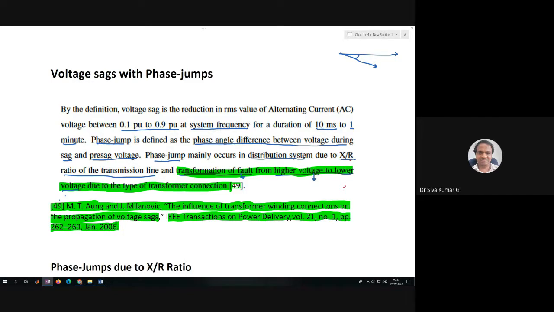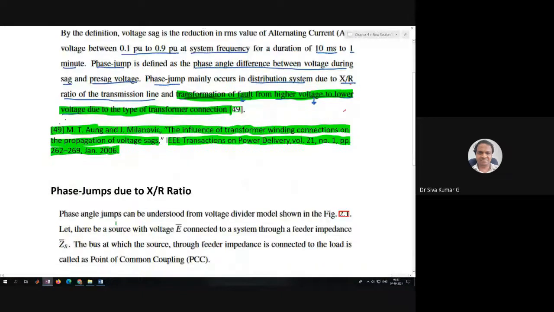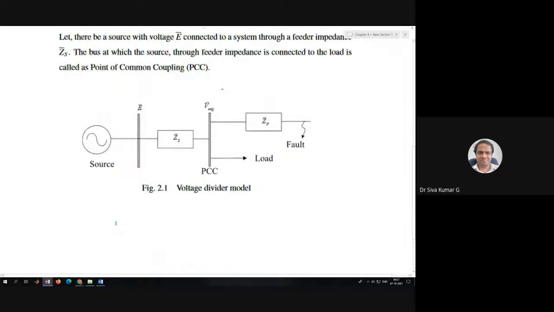Now we try to see the phase jump due to the X by R ratio. For this, here is a single line diagram. This is a voltage source having the voltage of capital E, and we have a feeder impedance of ZS, and this is the point of common coupling, or the terminal voltage. We have a load over here. Whatever I highlighted is an ideal system.